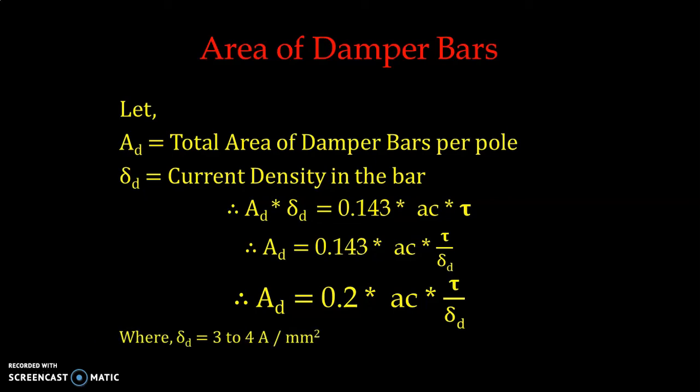Current density normally we can take in the damper bar also, that is 3 to 4 ampere per millimeter square. So this way, after calculating the magnetomotive force to be generated by the damper bar, based on that magnetomotive force we are able to calculate the total area of the damper bar after assuming a suitable value of the current density through the damper bar. So now the next step is to calculate the length of the damper bar.